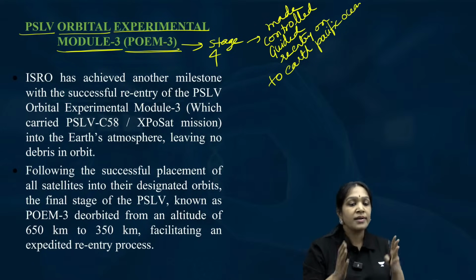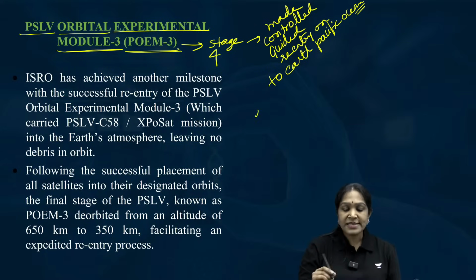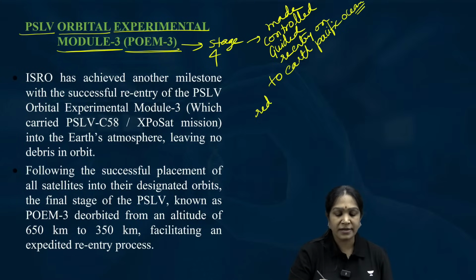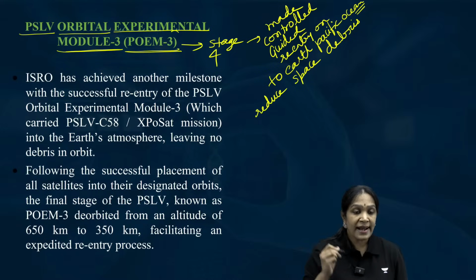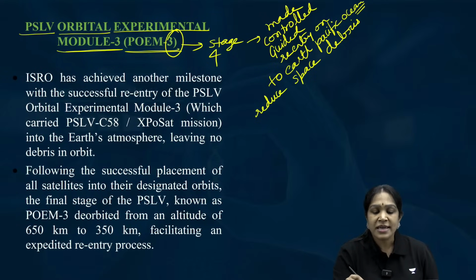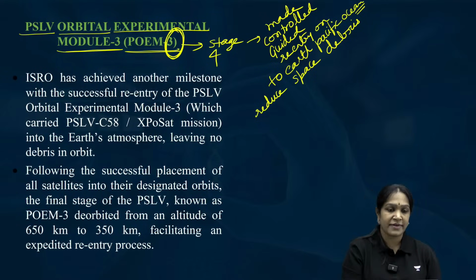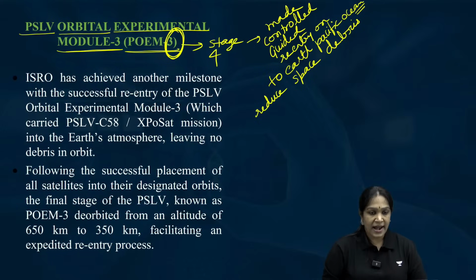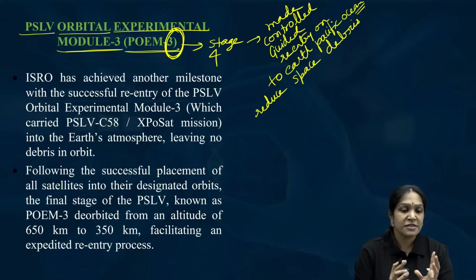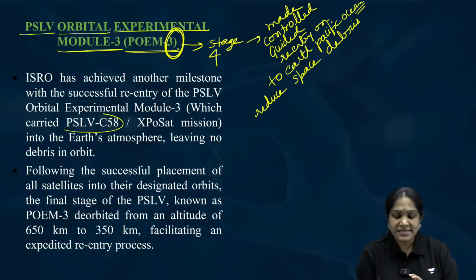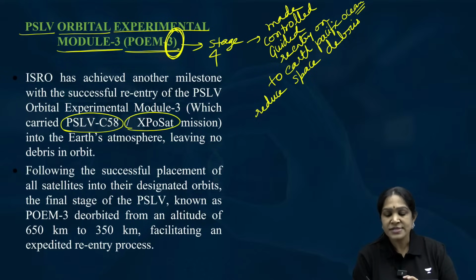That is called POEM. So what is the purpose of this POEM? That is to reduce the space debris. Is it clear? The purpose of POEM is to reduce the space debris, and this is the third such event. Is it clear? And interestingly, which mission's rocket is brought back into the Pacific Ocean? PSLV C-58, that is the XPoSat mission.